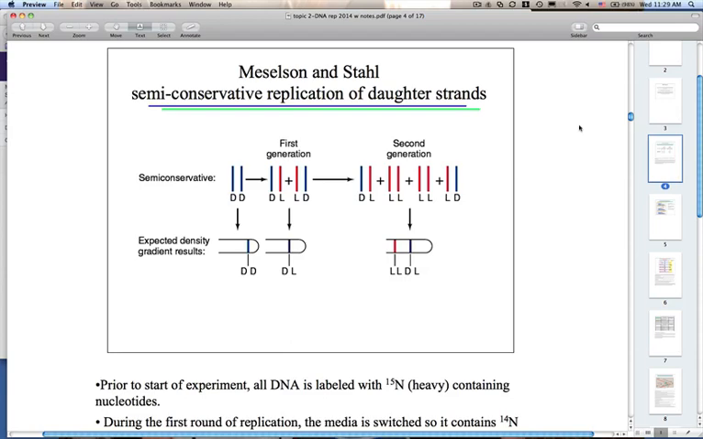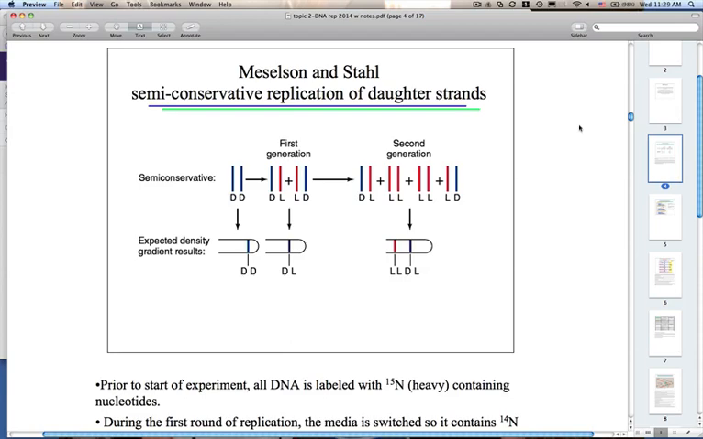Then if you did one round of replication, now every duplex has a parental strand and a new daughter strand that's lighter. Okay, so that's gonna migrate a little bit closer up to the top. So they're heavy and light strands. Okay, now if you go again and go in successive rounds, everything's gonna look light, right?